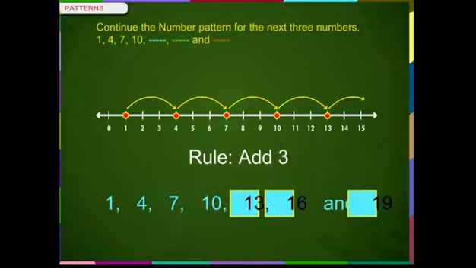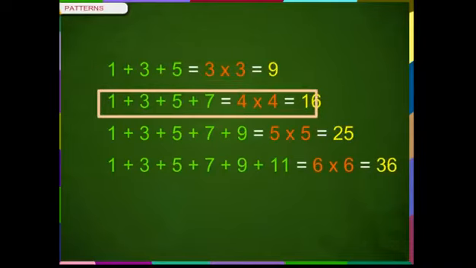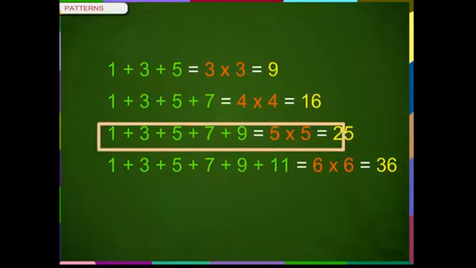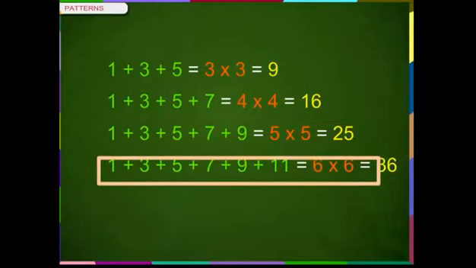Let us see some different types of pattern now. 1 plus 3 plus 5 is equal to 9. 1 plus 3 plus 5 plus 7 is equal to 16. 1 plus 3 plus 5 plus 7 plus 9 is equal to 25. 1 plus 3 plus 5 plus 7 plus 9 plus 11 is equal to 36.